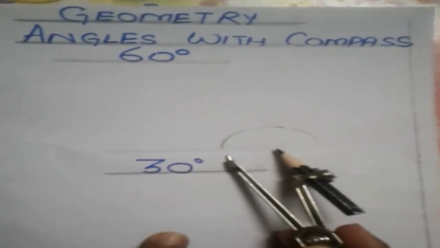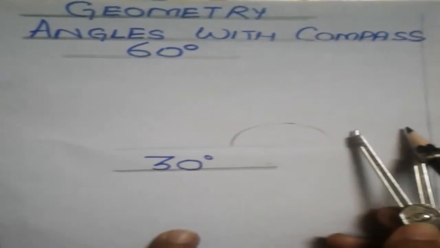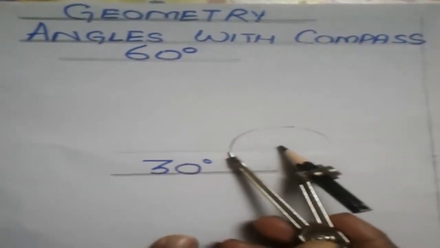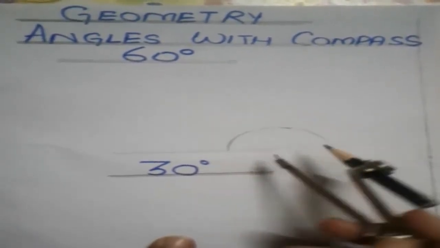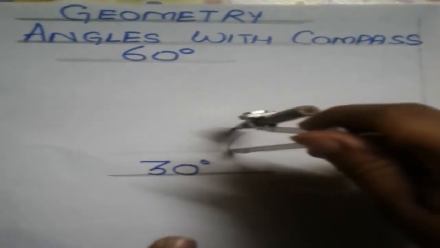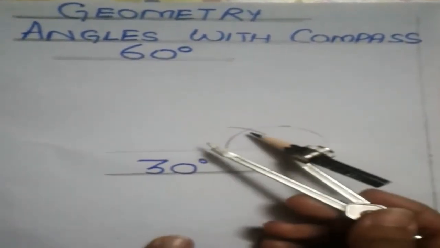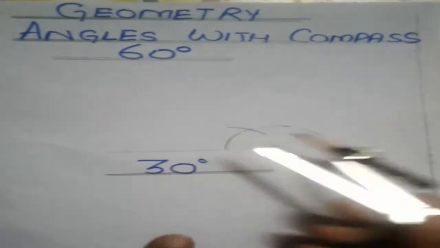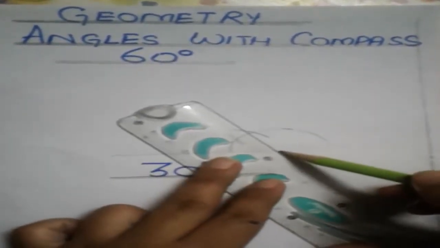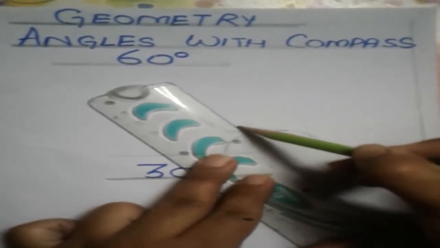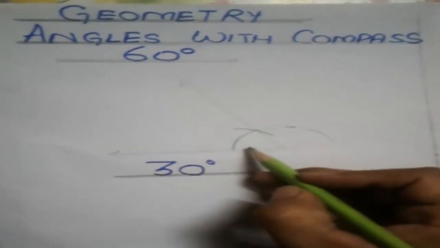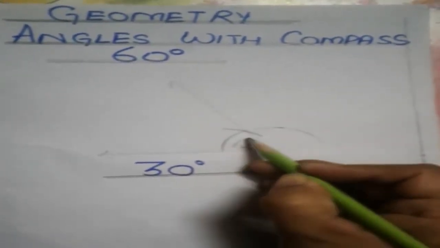Put the compass at this point and then draw a semicircle. Then again put the compass at this point. This point is 0 degree. Put the compass at this point and draw the first arc. This first arc is called angle of 60 degree. Now join this point with a line segment. This point is known as 60 degree.